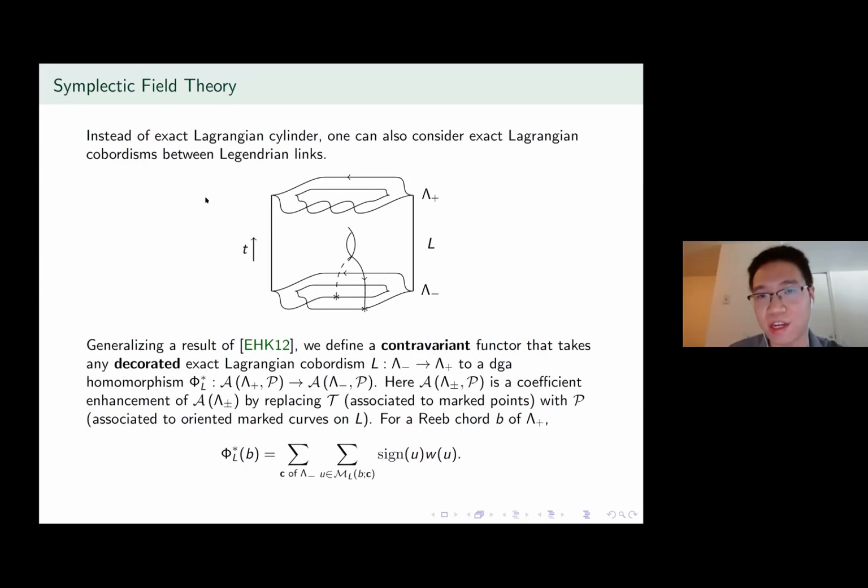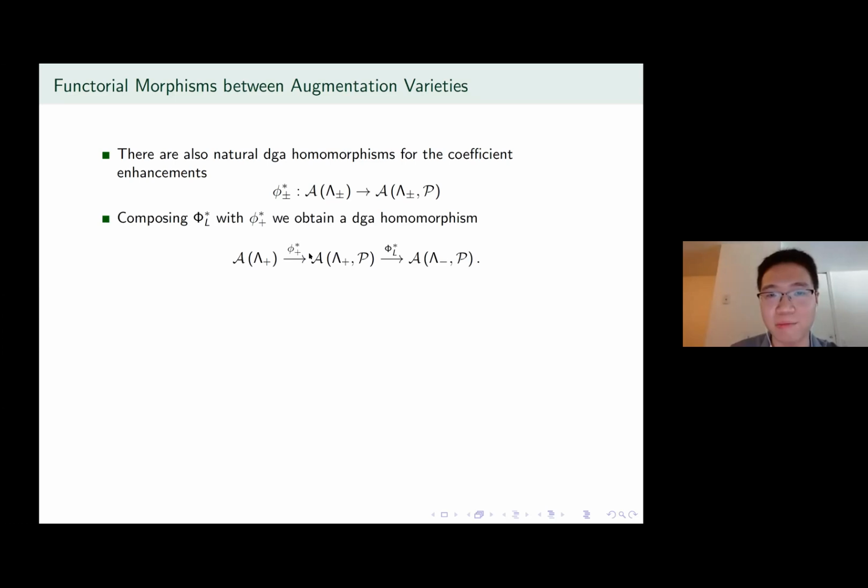There is also a natural DGA enhancement homomorphism, the original DGA map that goes from the original DGA to this enhanced version of the DGA with mark curves. If you compose the functorial DGA homomorphism with this coefficient enhancement homomorphism, then you get the Chekanov-Eliashberg DGA to the enhanced version with mark curve coefficients, and then you follow by this functorial DGA homomorphism to land at A(Λ-, P).